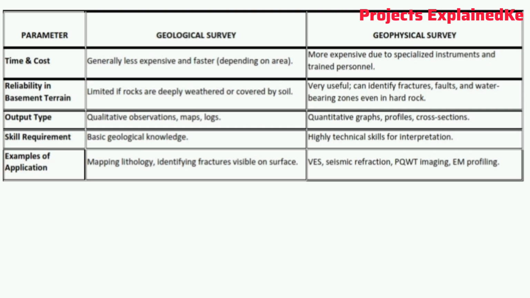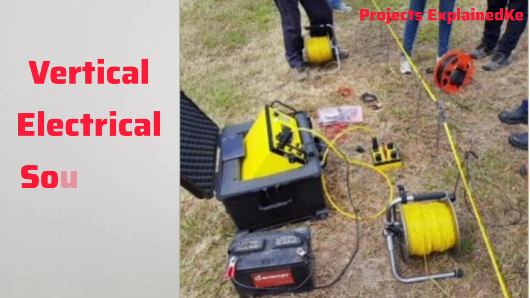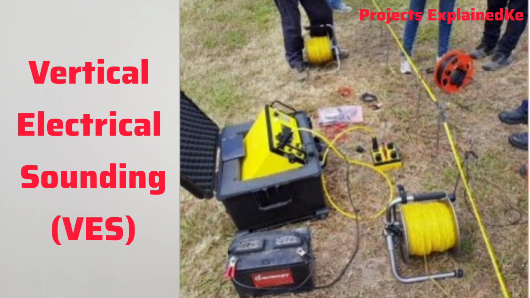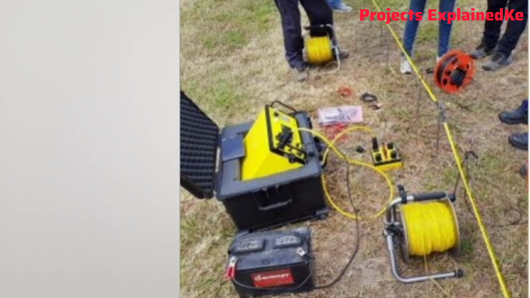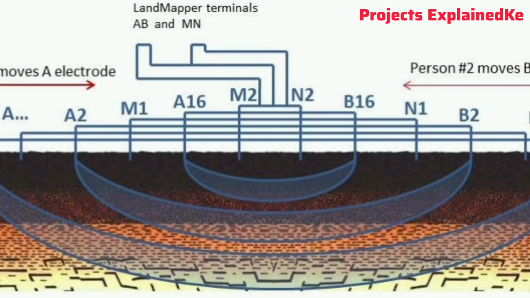So let's go into the geophysical survey, and we're going to start with the sounding method first. This is a geophysical method that helps to investigate the subsurface layers by measuring how electrical resistance changes with depth. You get that? How electrical resistance changes with depth. So essentially what you do is place electrodes into the ground and measure the resistance at different depths. This is done by varying the spacing.